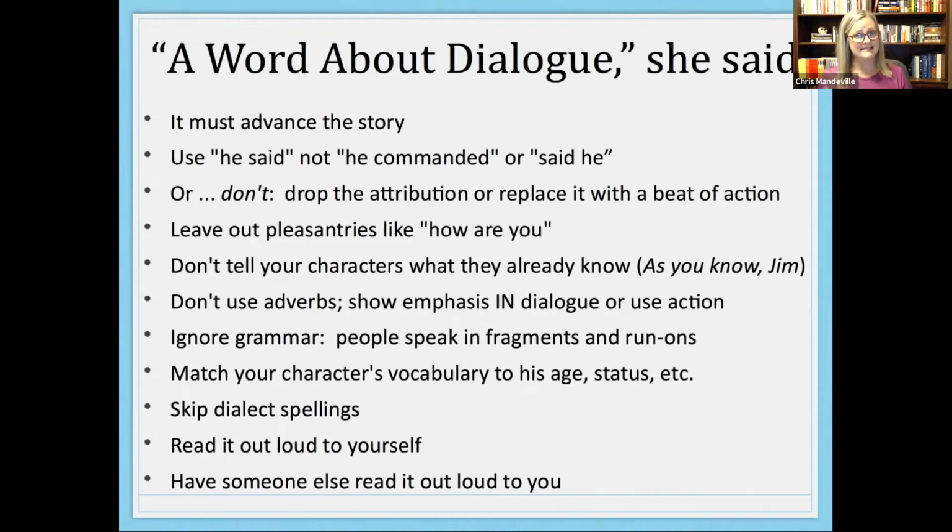Dialogue should have the tags or attributions "he said," not "he commanded" or "said he." That's true for he, she, they, and I. You want to use "I said," "he said," not "said I," "said he." Or you can drop the attribution altogether and not use "he said" or "I said," but instead use a beat of action to tag the dialogue.